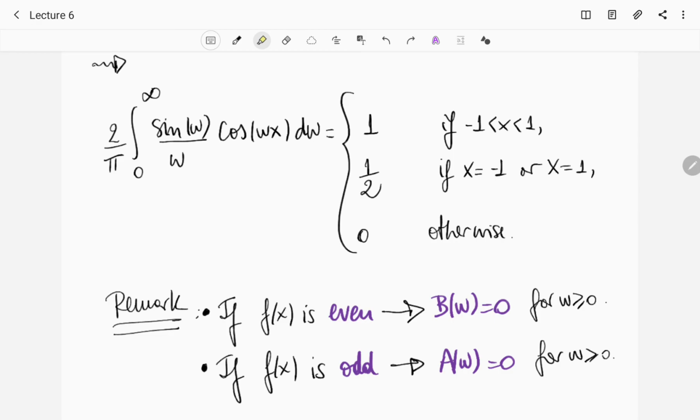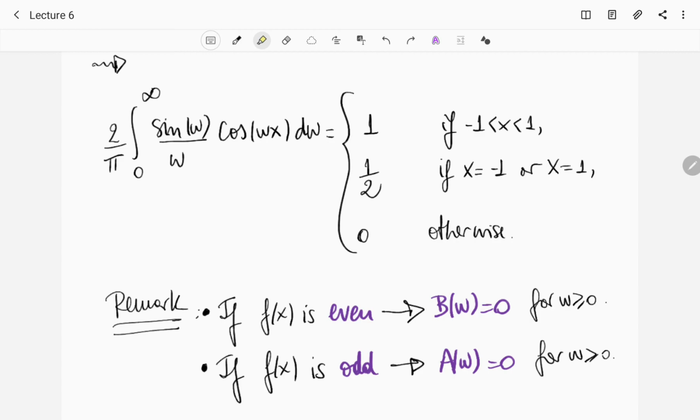So one application of this Fourier integral representation is that we can compute values of improper integrals just knowing that these guys are the Fourier integral representation of some function f. Okay, that's an application.